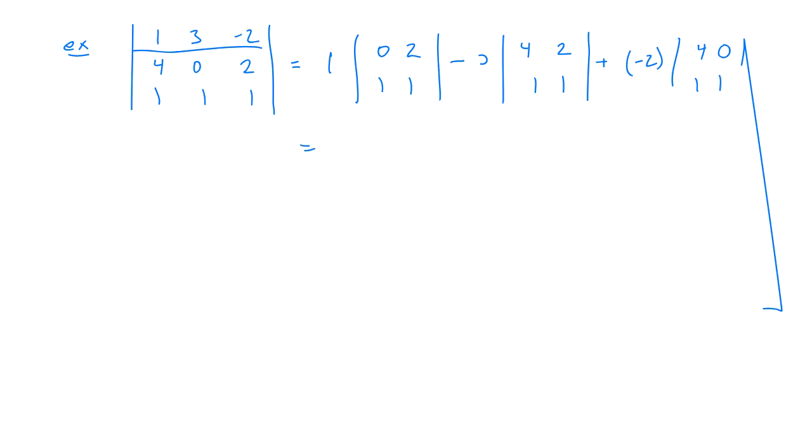And now 2 by 2, it's the forward diagonal minus the backward diagonal. So 0 times 1 minus 2 times 1. And then same thing, 4 times 1 minus 2 times 1. And then 4 times 1 minus 0 times 1. In this case, we're going to get a single number. When we actually do it, we'll start getting vectors, but same thing.